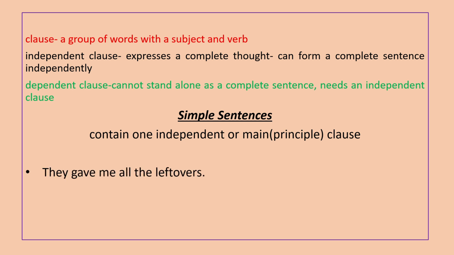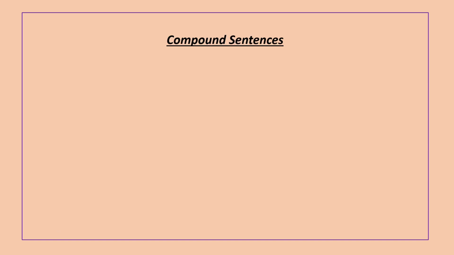They gave me all the leftovers. This sentence has one subject, they, and one verb, gave, and it is an independent clause because it makes a complete meaning. Similarly, she doesn't have to be this rude. This sentence also contains one clause. One clause means it has one subject, she, and one verb, have, and it is an example of a simple sentence.